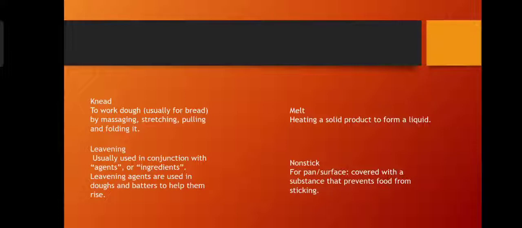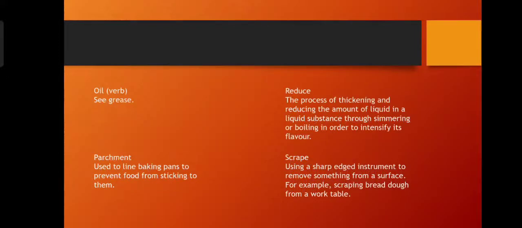M is for melt, heating a solid product to form a liquid. N is for nonstick, a pan surface covered with a substance that prevents food from sticking. O is for oil, or to grease. P is parchment, used to line baking pans to prevent food from sticking to them.